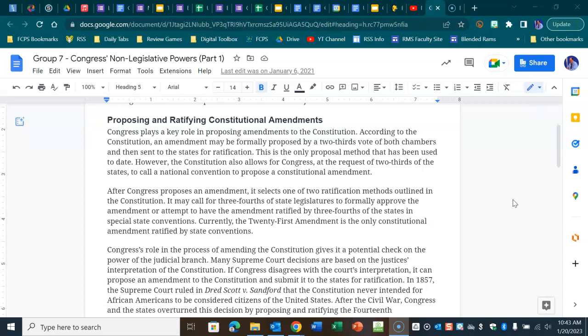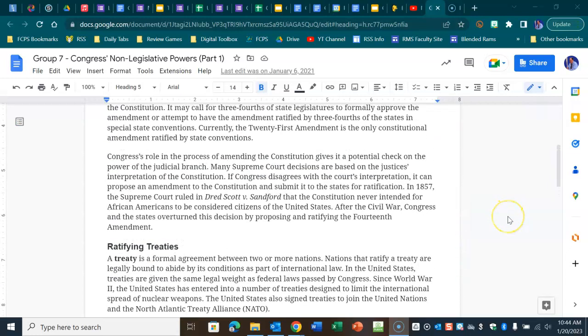However, the Constitution allows Congress, at the request of two-thirds of the states, to call a national convention to propose a constitutional amendment. After Congress proposes an amendment, it selects one of two ratification methods outlined in the Constitution. It may call for three-fourths of state legislatures to formally approve the amendment, or attempt to have the amendment ratified by three-fourths of the states in special state conventions. Currently, the 21st Amendment is the only constitutional amendment ratified by state conventions.